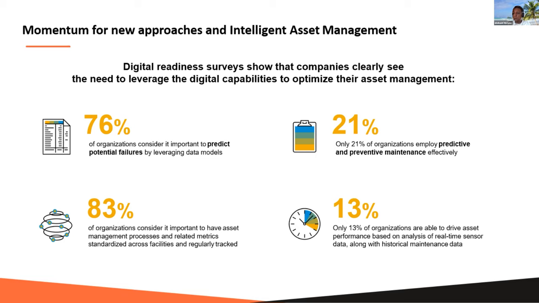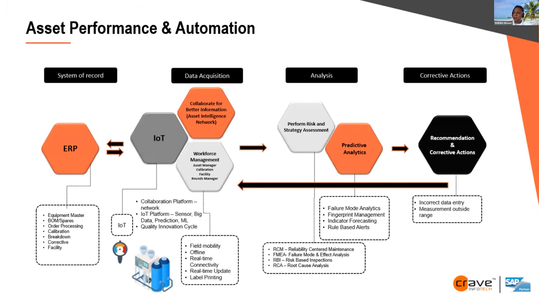83% of organizations consider it important to have asset management processes and related metrics standardized across facilities and regulatory tracking. This is another challenge. Every plant, every location has its own practices, and that creates difficulty in identifying and analyzing the same type of equipment across plants. And only 13% of organizations are able to drive asset performance based on analysis of real-time sensor data along with historical maintenance. So even if you go for it, there needs to be a proper discipline to make it work and be effective. So how do we do that?